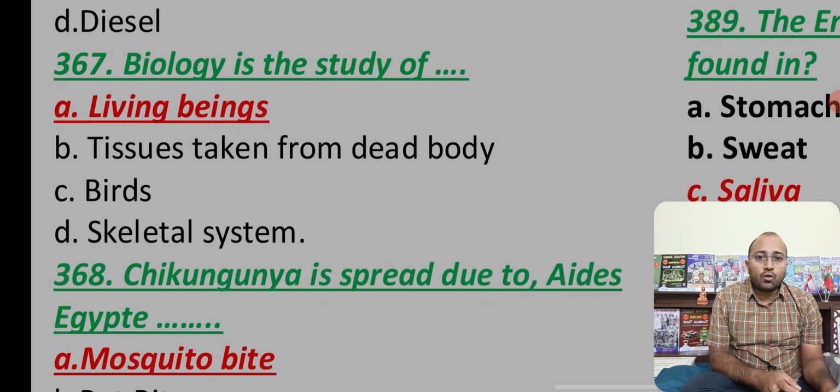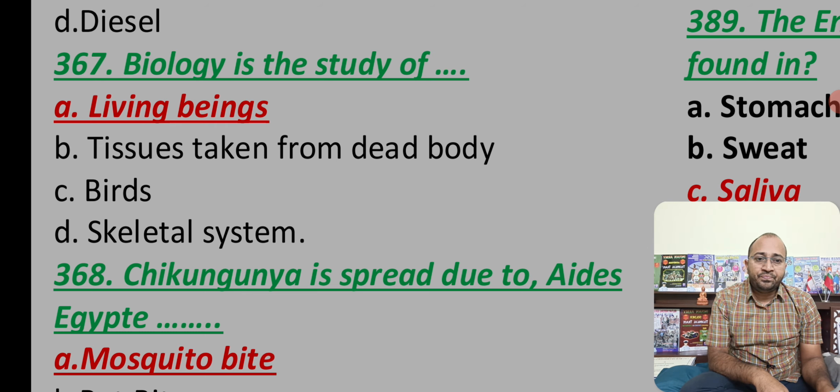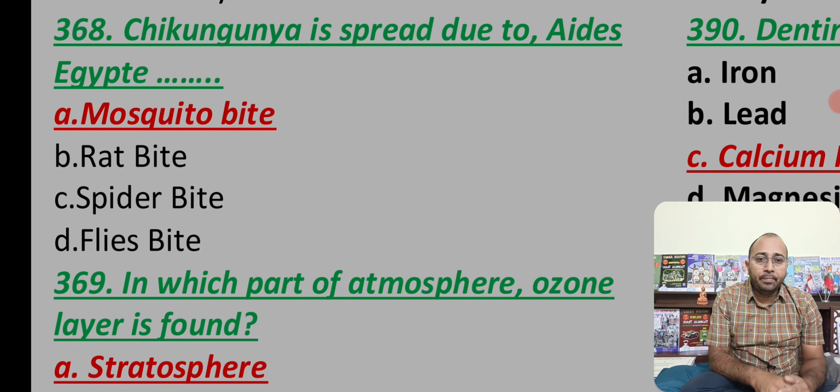We have something called biology. Study of living beings is known as biology. I'll just tell you, the study of the birds is known as ornithology. The skeletal system, what we have, that is anatomy. Now we have something called tissues. I want you guys to comment me the study of tissues is what.